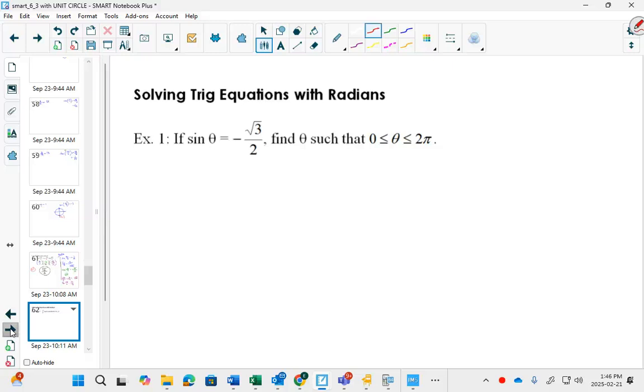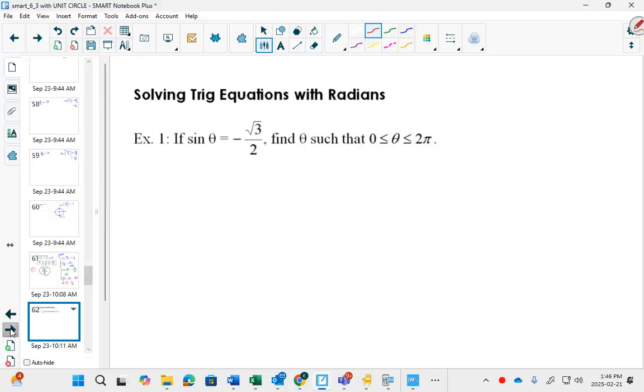Theta is the angle. On your pi plate, you have tons of angles: pi over 6, pi over 3. You have them in radians, and you have them in degrees. So if we're solving for theta, we're wanting to find an angle. They give us a hint. They say sine of theta is negative root 3 over 2.